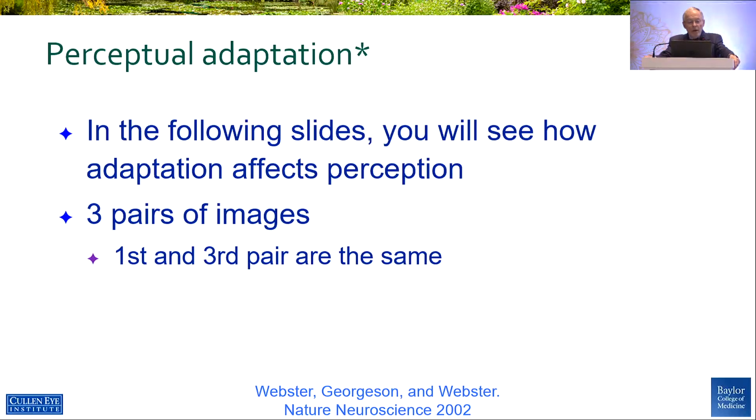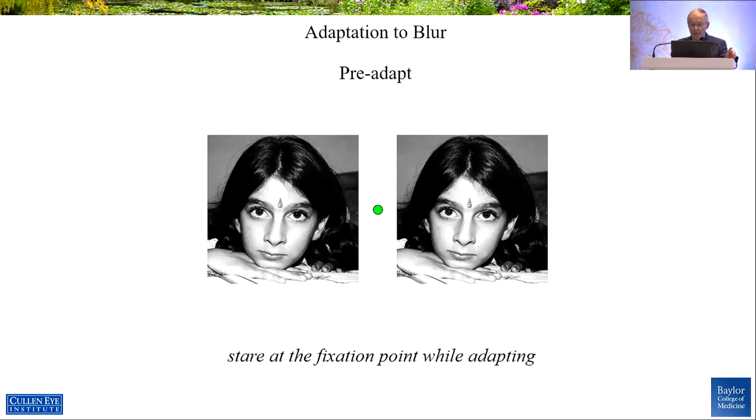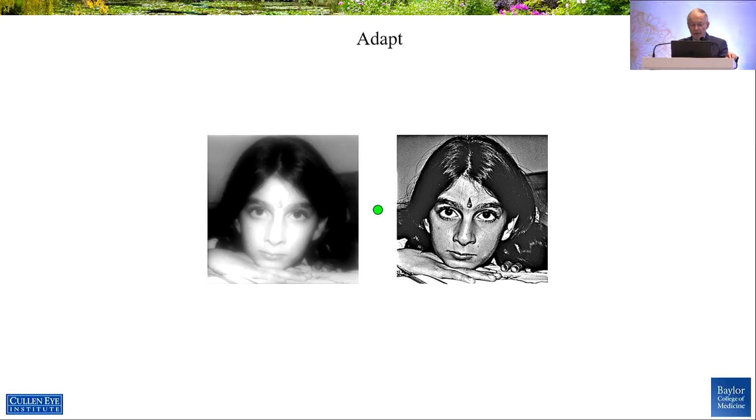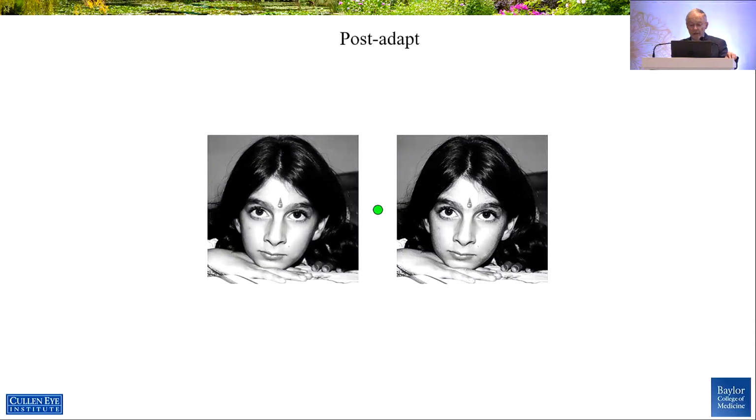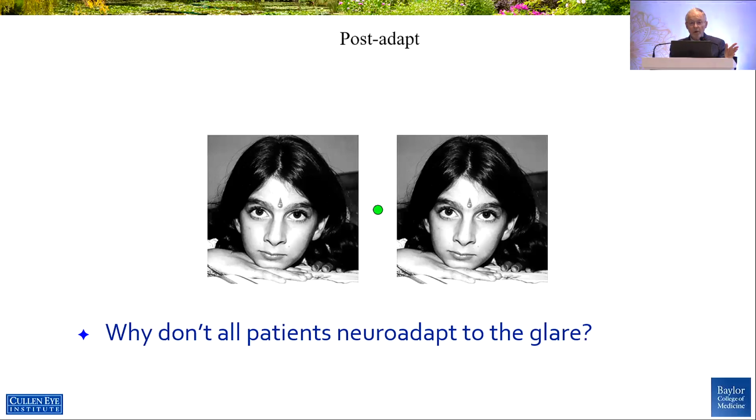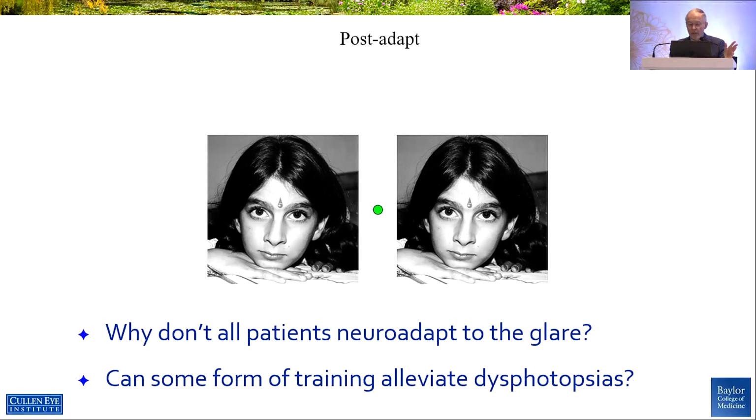So, what about neuroadaptation? Here I want to show you 3 pairs of images. This is a girl, you can see both images are the same. And what I'd like you to do is stare at the green dot for a few moments. Just look directly at the green dot, and you'll see that there's a foggy, low contrast image on the left, and a very hyper contrast image on the right. Looking at the green dot, now I'm going to change the slide, and you can see what happens. And I think most of you will realize you all neuroadapted to it. What we don't know is why don't all our patients do that, and can we train them in some way?